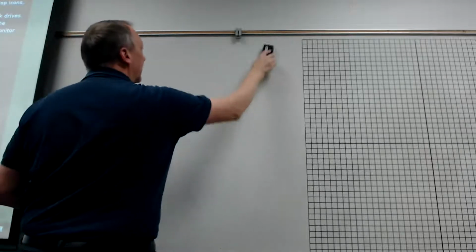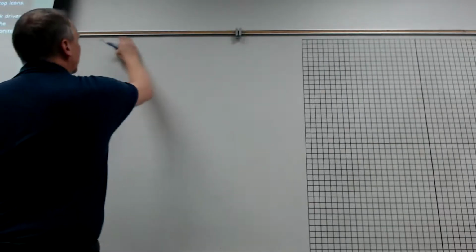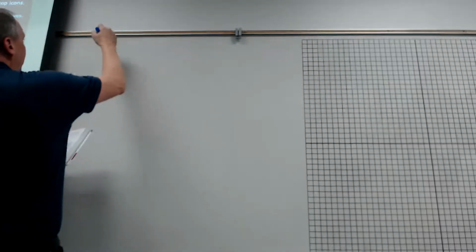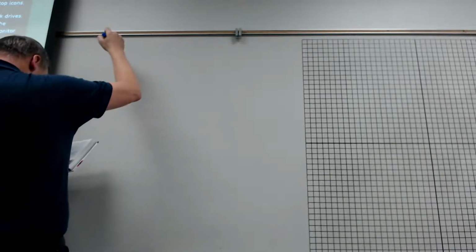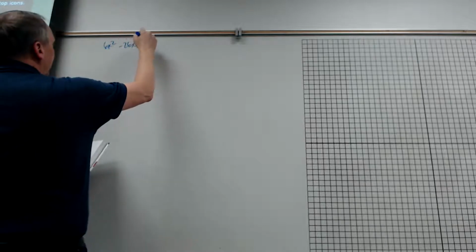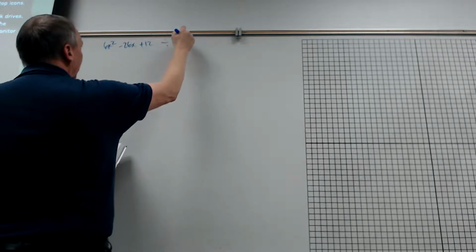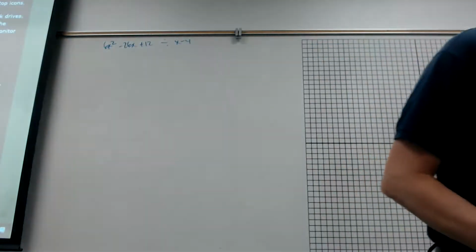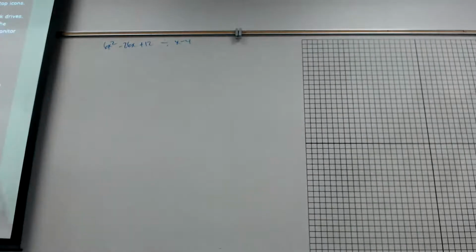I'm going to have you guys help me this time, so we'll pick on somebody like Josh right up front, because you can see everything. So I want you to use synthetic division on 6x squared minus 26x plus 12, and we're going to divide by x minus 4. So help me to use synthetic division.